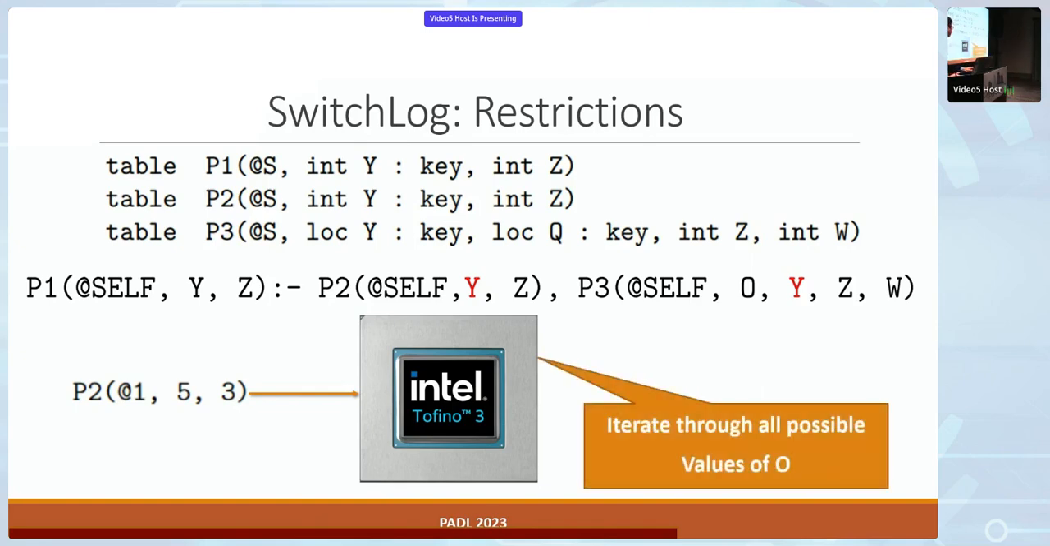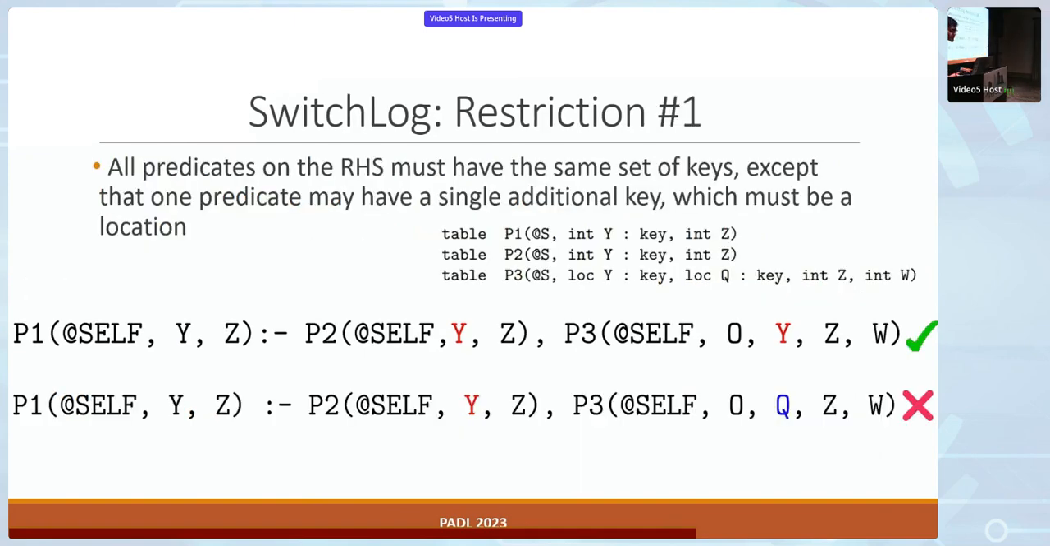So to evaluate this rule, we would iterate through all possible values of O, or all possible locations, which is the number of switches in the network, and then check the value of P3, and we'd be able to evaluate this rule. And this leads us to our first restriction, which is that all predicates on the right-hand side must have the same set of keys, except that one predicate may have an additional key, which must be a location. And we said location here because the location type is a small set of finite values. In principle, this could be any user specified type, so long as the programmer can guarantee that this will be a small set of finite values.